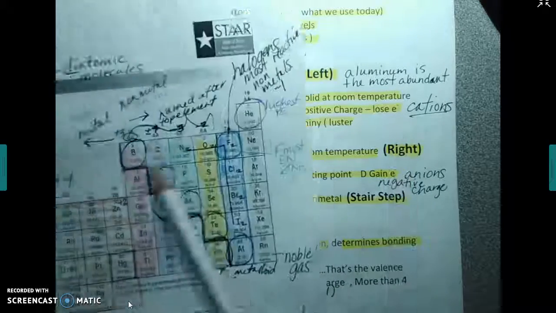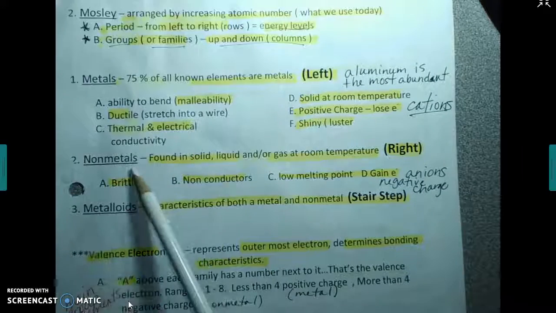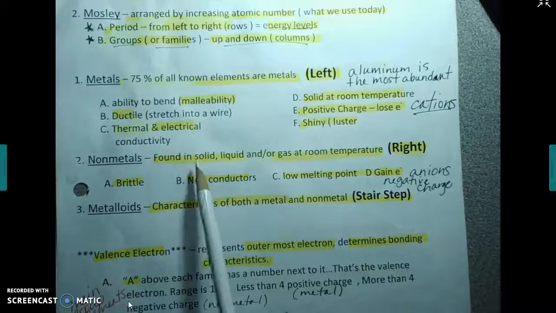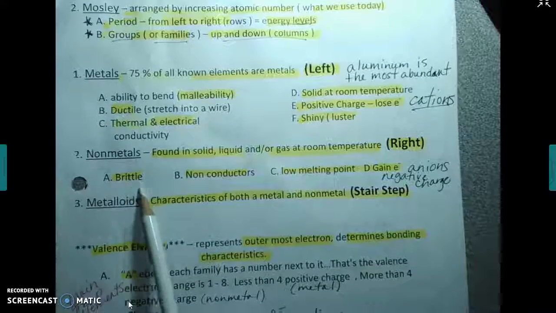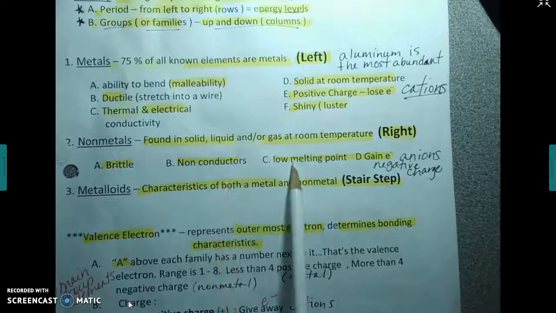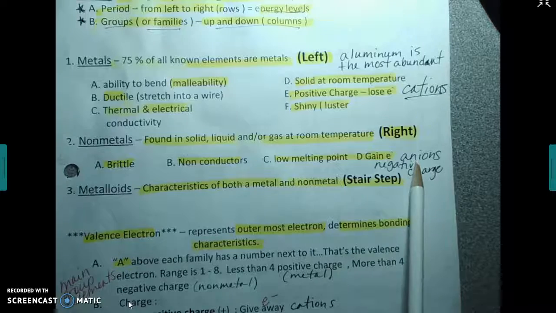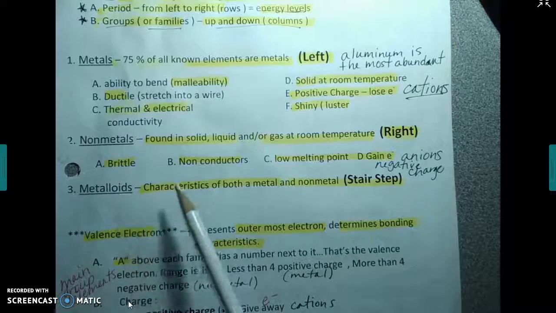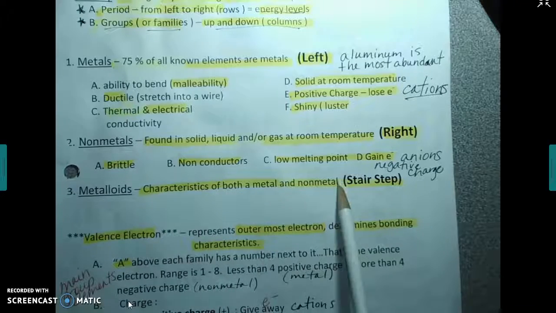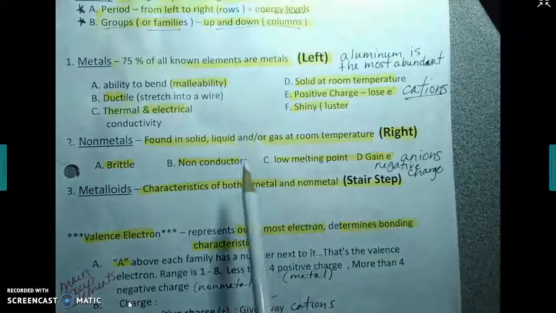Now, as we move to the right of this staircase or zigzag line, these are our nonmetals. They're found as a solid, liquid, and or gas at room temperature. They are brittle, non-conductors. They have a very low melting point, and they gain electrons. We call those anions, and they have a negative charge. Remember, metalloids have characteristics of both a metal and a nonmetal, and those are the ones that border the zigzag line, with the exception of aluminum.